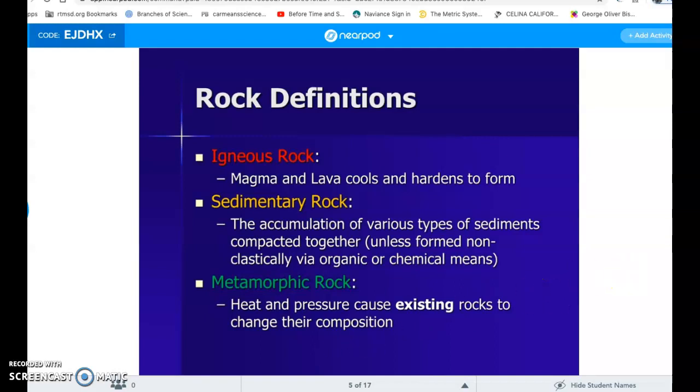All right. So just to highlight, the three types of rocks are igneous, sedimentary, and metamorphic.